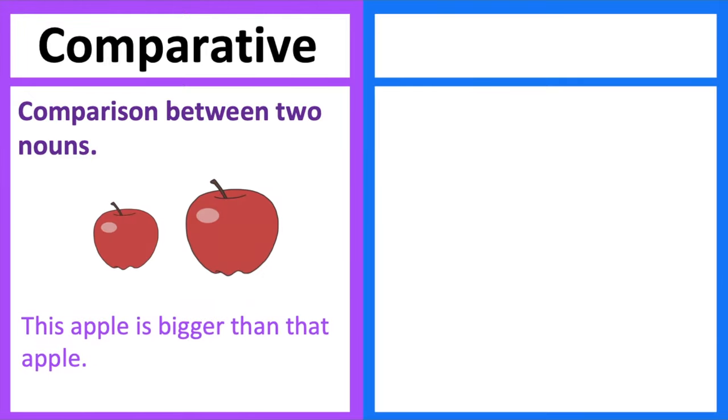For example, this apple is bigger than that apple. Notice that the adjective ends in er and is followed by than, bigger than.